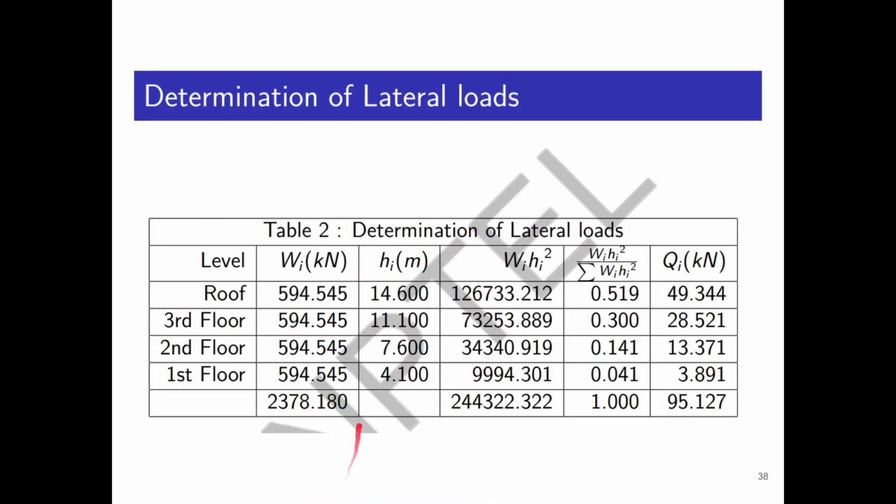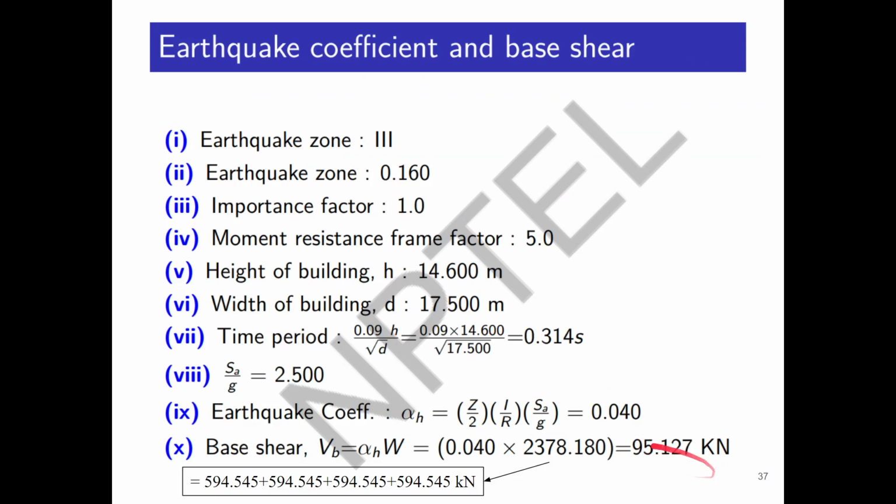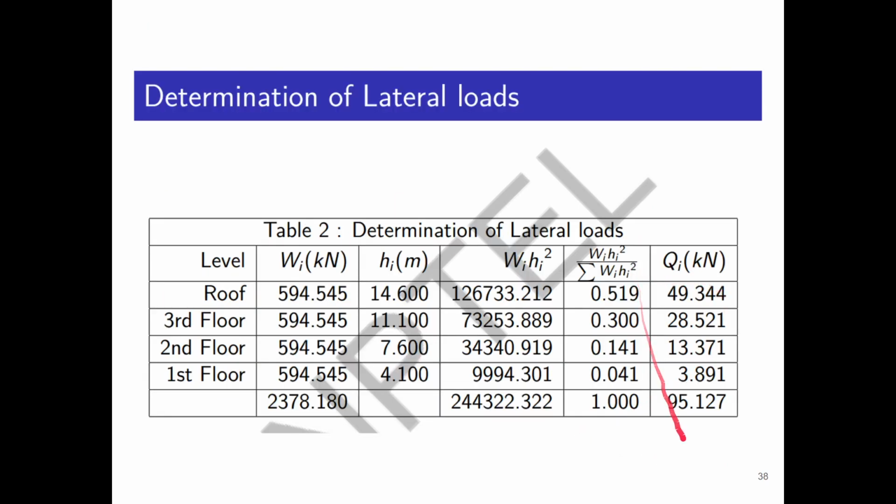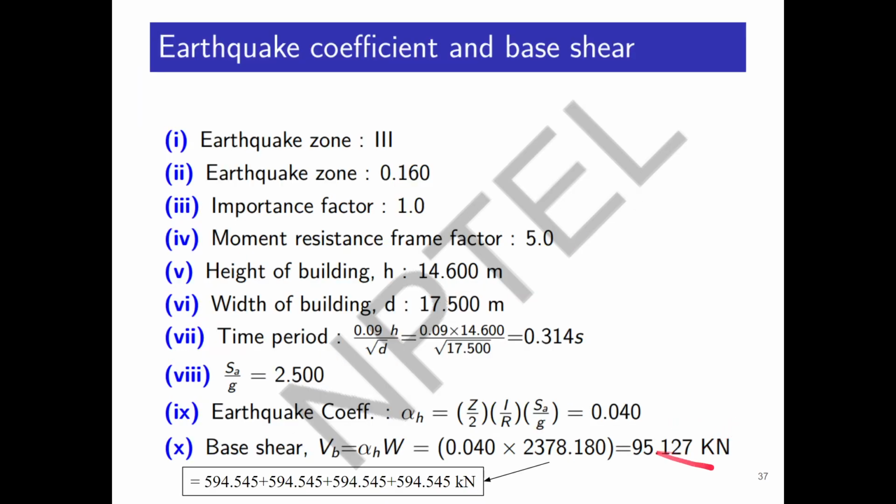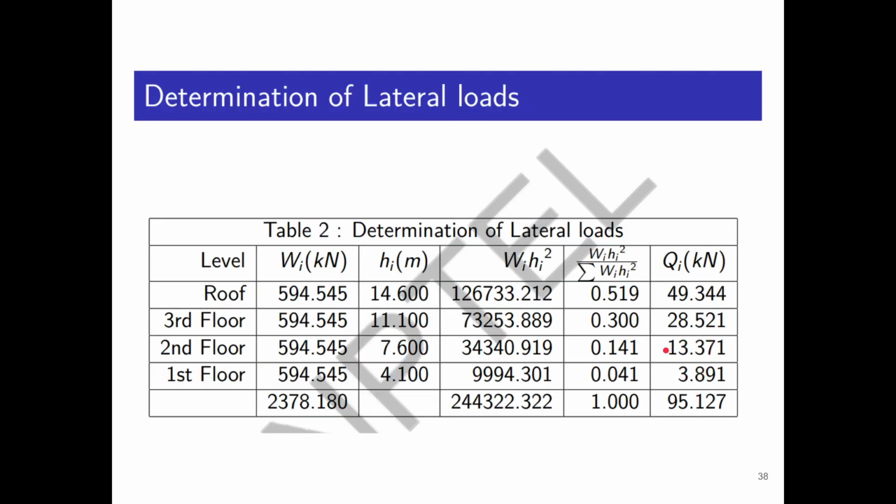If we want to find how much shear is acting at each story or each floor, we can calculate that also using the equivalent static method. For that you can refer to IS 1893. It is basically equal to the formula Wi hi square by summation Wi hi square into VB. That is the Qi value. If you total this, it will come to 95.127. How to do this, you can refer to IS 1893.